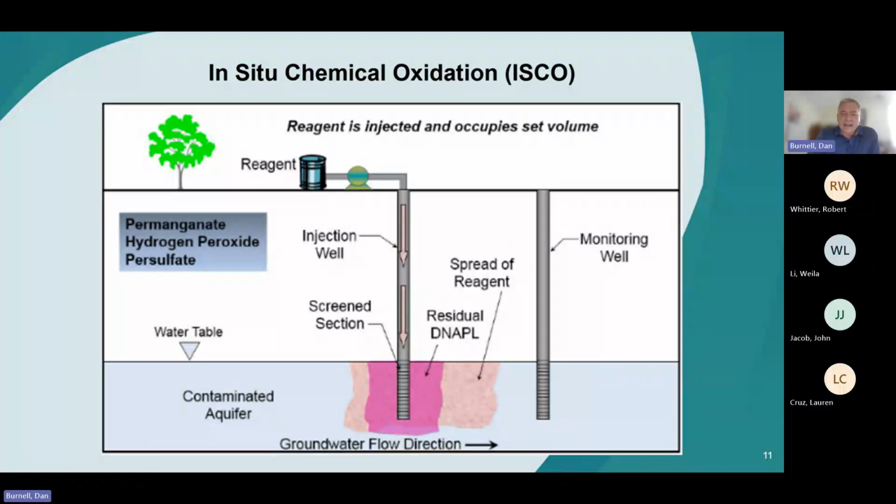There are some limitations. It's hard sometimes to deliver these reagents right to the zones where we would like, especially if there's low permeability zones. It takes a long time sometimes for chemicals to get into the low permeability zones, and it's going to take a long time to get them out, and it may not be easy to access when we inject these chemicals. So that's one limitation.